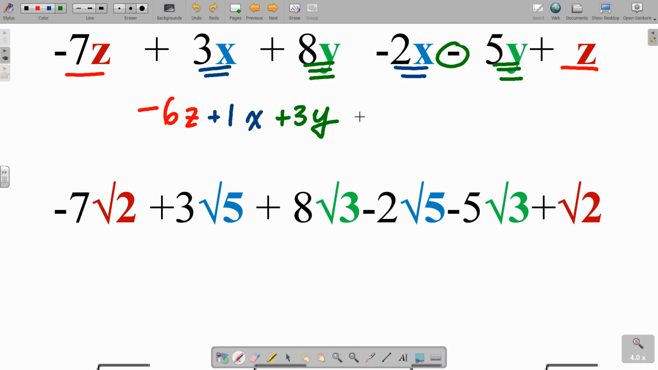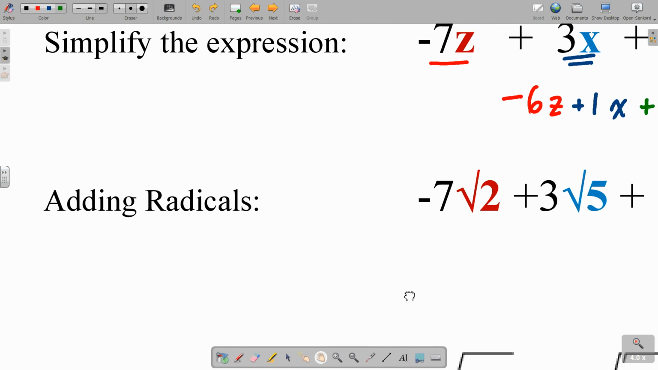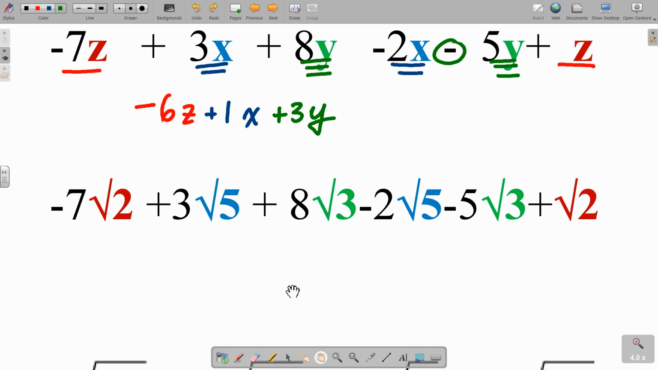Now watch very, very carefully. Radicals follow the exact same rules as variables. I'm going to do this very slowly. So if I have negative 7z plus, technically there is a 1z here, plus 1z, I get negative 6z.